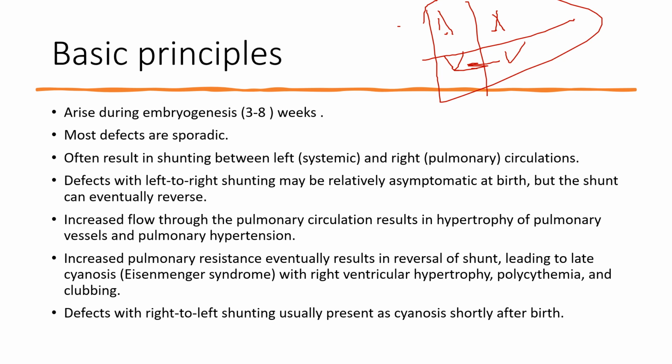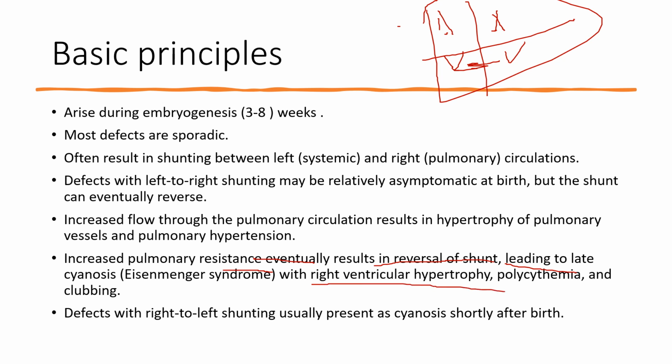So now there will be increased pressure on the right ventricle. It will cause hypertrophy of the right ventricle, and this is eventually very dangerous for our body. Increased pulmonary resistance eventually results in reversion, causing late cyanosis, which we call Eisenmenger syndrome, with the right ventricular hypertrophy.